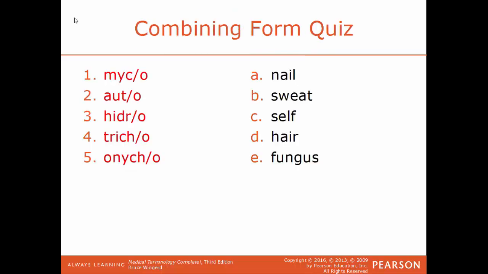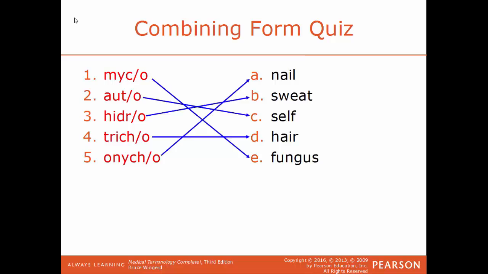I will end our video with our usual combining form quiz. The terms on the left, myco, auto, hydro, tricho, and onycho. They'll match with either nail, sweat, self, hair, or fungus. The first one, myco, goes with fungus. Auto means self or own. Hydro means sweat. Tricho means hair. And onycho, nail. And here are all the correct matches to these terms and their definitions.